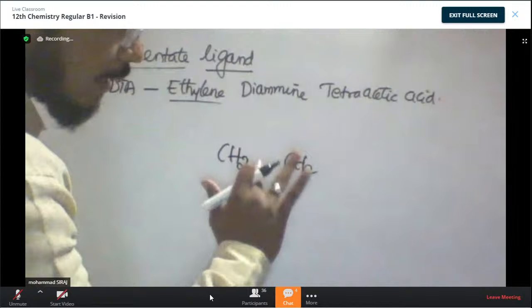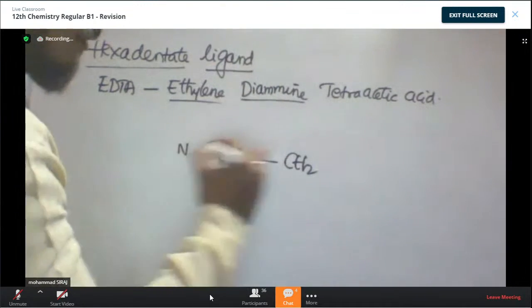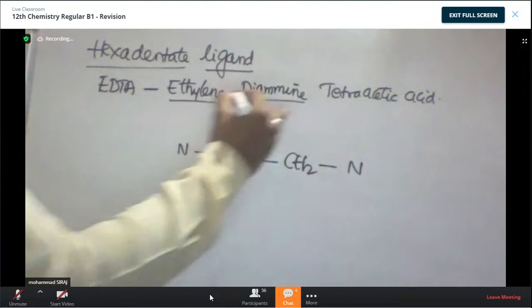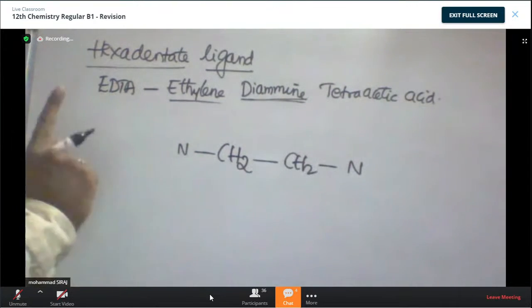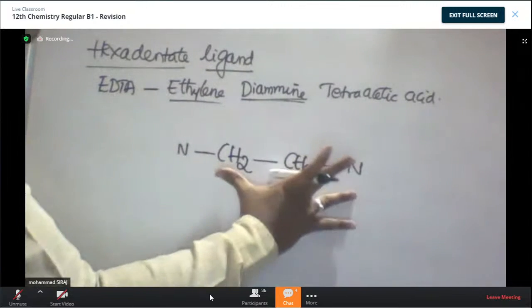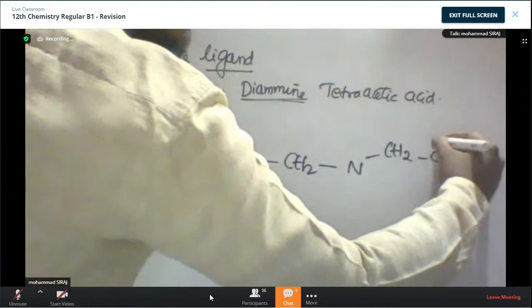What is the thing here? Ethylene diamine, remove one bond. Diamine means two nitrogens. Put one nitrogen here and one nitrogen here. Up to here the structure is finished. This is ethylene diamine, correct? Don't write one time, listen. Simply tell the structure. No need to learn the structure by heart. Ethylene diamine, correct?